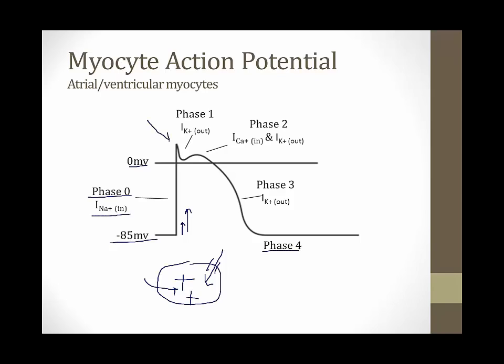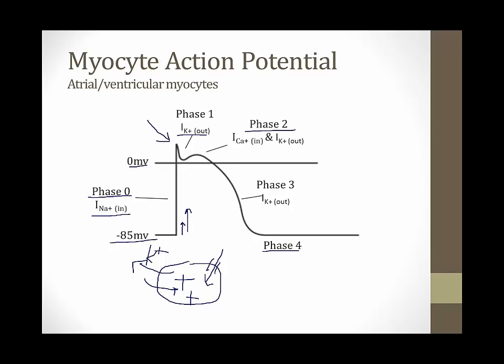Eventually the voltage becomes positive, and when this happens, the sodium channels close and potassium channels begin to open. These channels allow potassium to leak out of the cell, and because potassium is a positively charged ion, when positively charged ions leave the cell, that lowers the voltage from some positive number back towards 0. At this point, phase 2 begins.